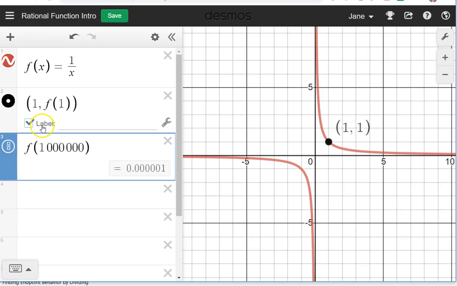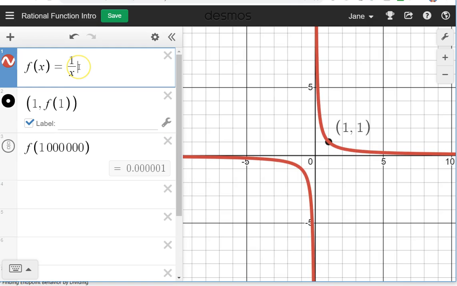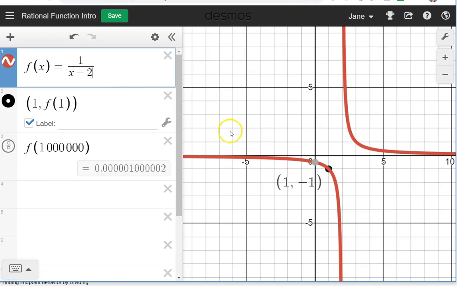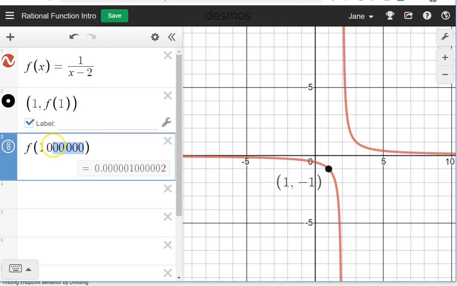So let's do a little playing around. What happens if I were to subtract 2 from x? Notice the whole graph shifted over to the right. Now instead of my undefined value occurring when x is 0, now my undefined value occurs when x is 2. When x is 2, y cannot exist. If I substitute 2 in for x, I get an undefined value for y. So there's my new vertical asymptote.